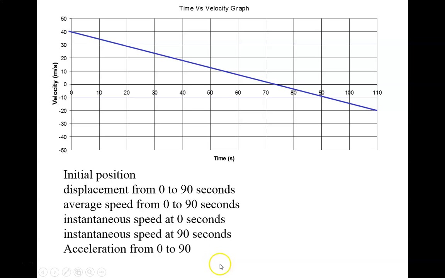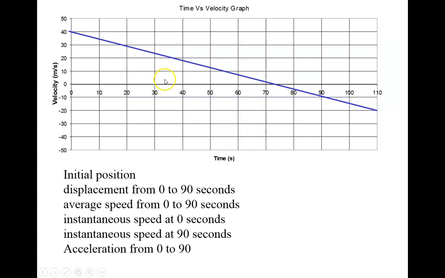Let's see. Initial position. First thing we need to check is what kind of graph we've got: a velocity versus time graph. Initial position, we don't know. Remember, we only know how fast we're starting. We don't know where we're starting. Displacement from 0 to 90 seconds. What you would do is figure out the area under the curve. Now, part of this is above the 0, and part of this is below the 0. This little segment right here is going to be negative, so you're going to end up subtracting it off from the area of this one.